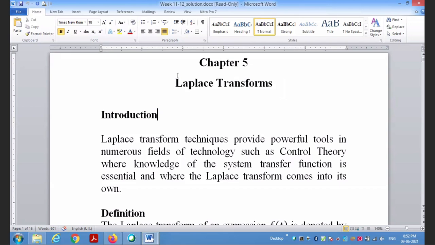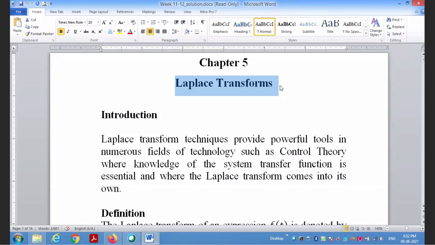Again, we want to solve higher order ODE. In this chapter, you learn how to solve ODE. In chapter 2, you learn how to solve first order. In chapters 3 and 4, second order. And in chapter 5, you can solve second order, third, and so on, higher order. We use Laplace transform to solve higher order ODE.